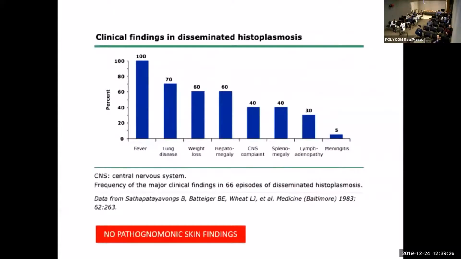So, just some clinical findings in disseminated histoplasma: fever, lung disease, and weight loss are the most common ones. Regarding skin findings, histoplasma can present as multiple things: nodules, ulcers. Being honest, there are no pathognomonic skin findings in this.